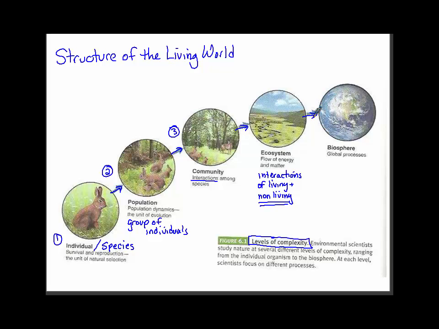The largest level of complexity is called the biosphere. We're talking about everything in the atmosphere, to the lithosphere, and everything in between. All the living organisms that live within rock, within the soil, all the way on the surface, up through the atmosphere. We call this the layer of life. The biosphere. So that's just a little bit of the structure of the living world, and it gives you a visual from the species level through population and community to the ecosystem and then the biosphere.